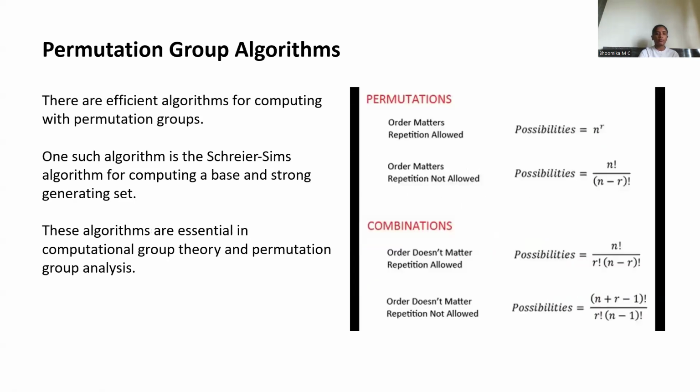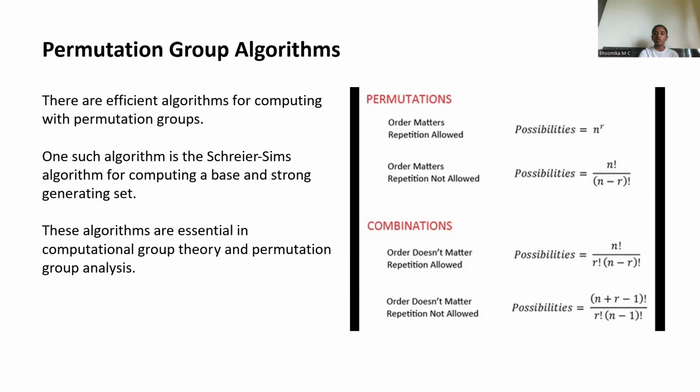Permutation group algorithms. There are efficient algorithms for computing with permutation groups. One such algorithm is the algorithm for computing a base and a strong generating set. These algorithms are essential in computational group theory and permutation group analysis.